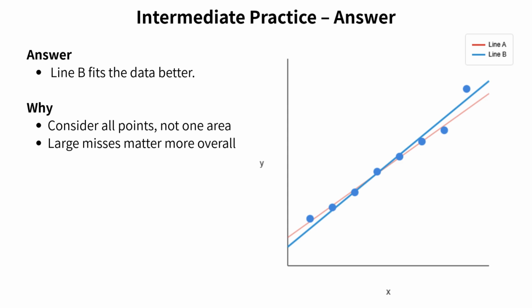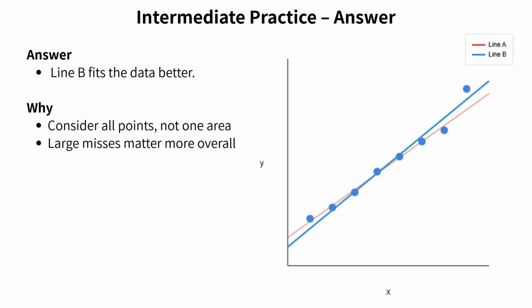Now scan from left to right. Ask yourself where each line starts to drift away. With line A, the gaps become a bit larger near the upper right part of the graph. Even one larger miss can affect the overall fit. Line B, on the other hand, may not be perfect at every point, but its distances stay more balanced overall. It avoids big mistakes, and the line stays close to the pattern as a whole.